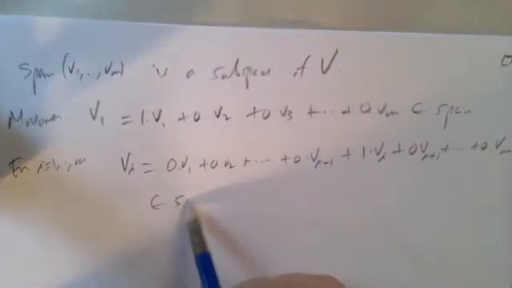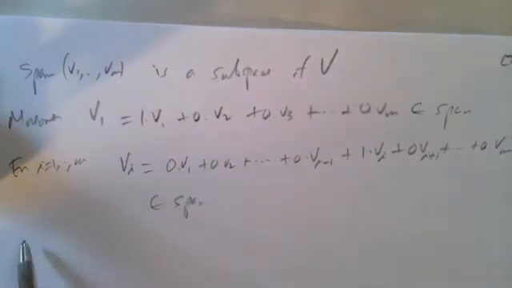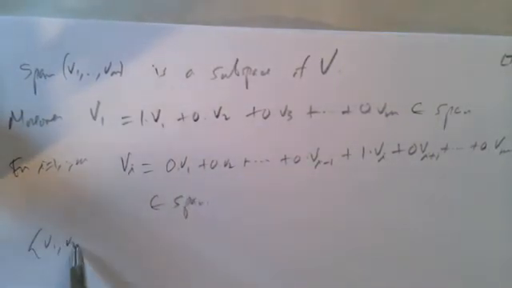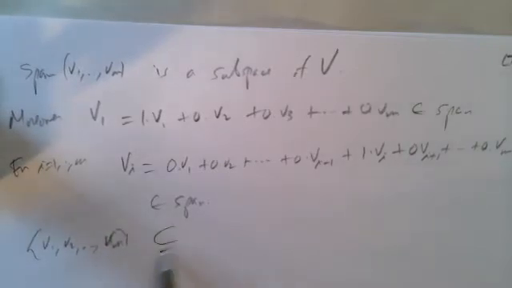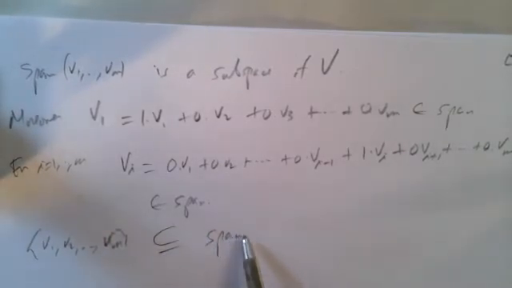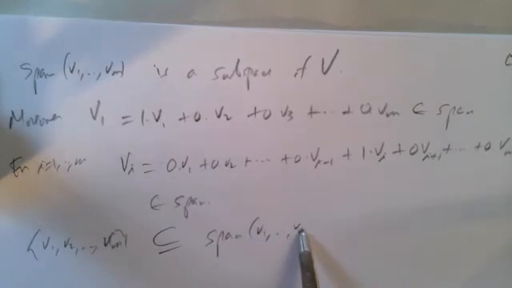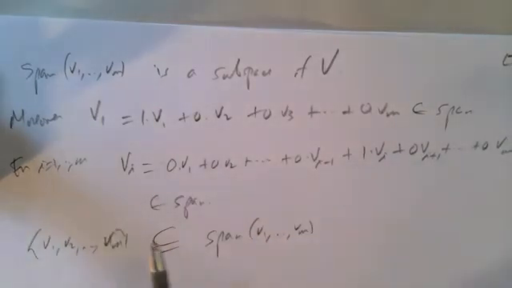So this is in the span. The set of vectors v1, v2 up to v sub m is contained in the span of v1 up to v sub m. So if I have a list of vectors, their span is a subspace and it contains the vectors v1 up to vm.